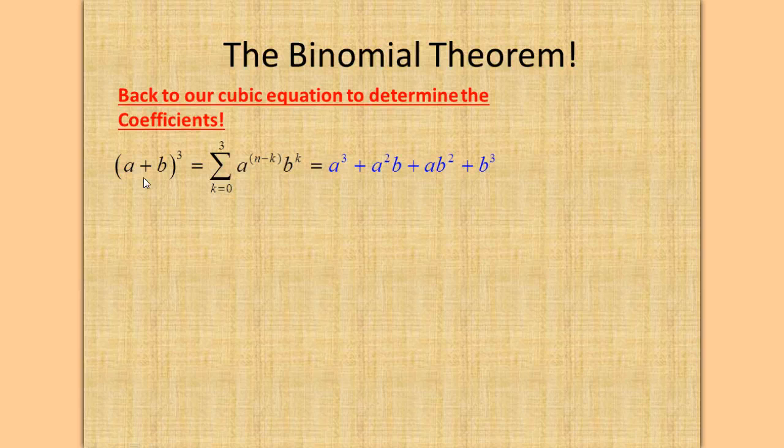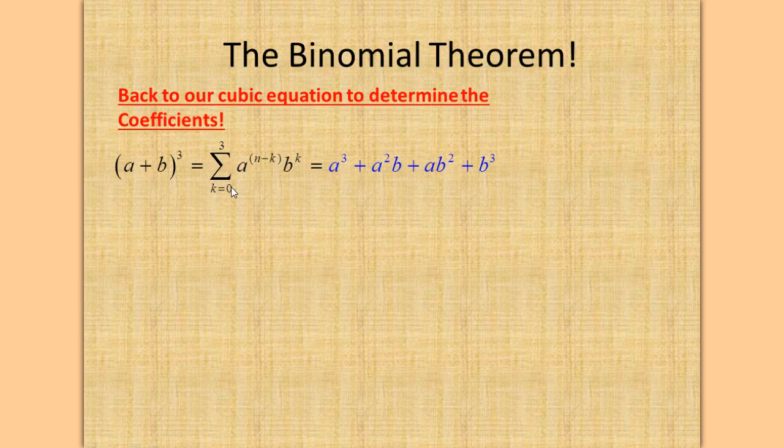Here we are. We have (a + b)^3 is equal to the sum, because we found out we had to add all of those when we plug into this equation, from k equals 0 to 3. And it's 3 because n is 3 over here on our cubic equation.